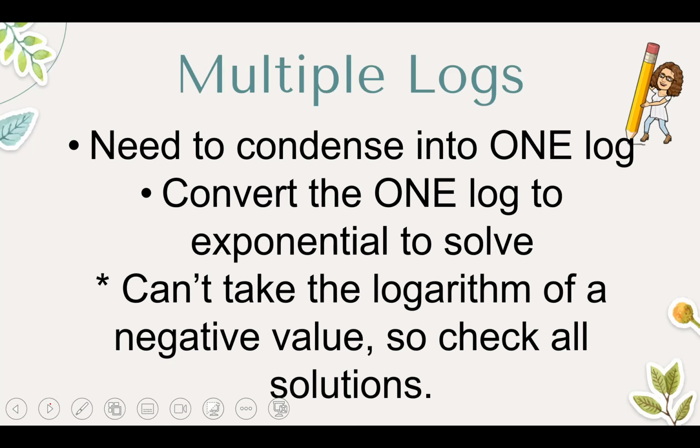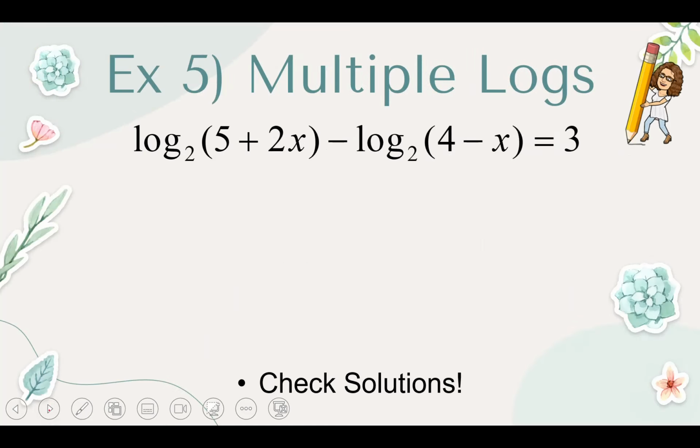Okay, now the new stuff. How do I take care of multiple logs on one side? Sometimes you need to condense into one log using those properties. Then we convert to the log. Just remember, again, we have that negative value that we can't have inside of a log, nor can we have 0, so we should make sure we check all of our solutions.